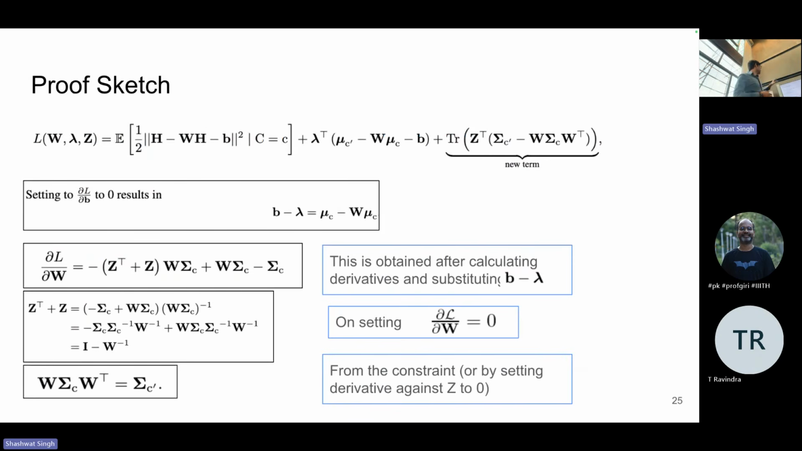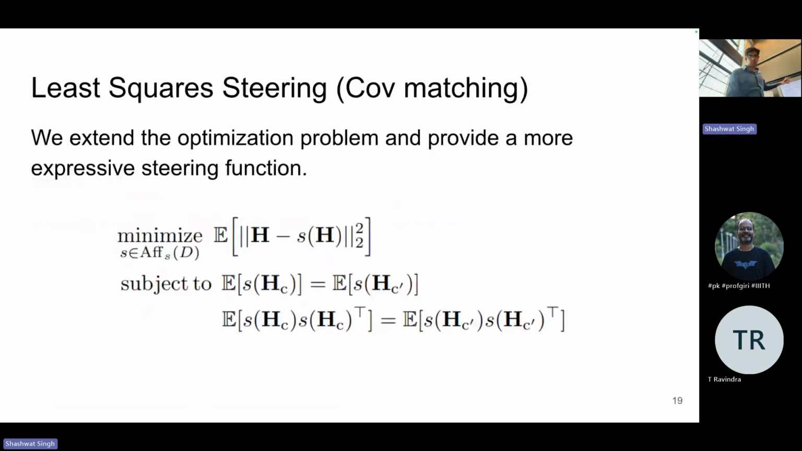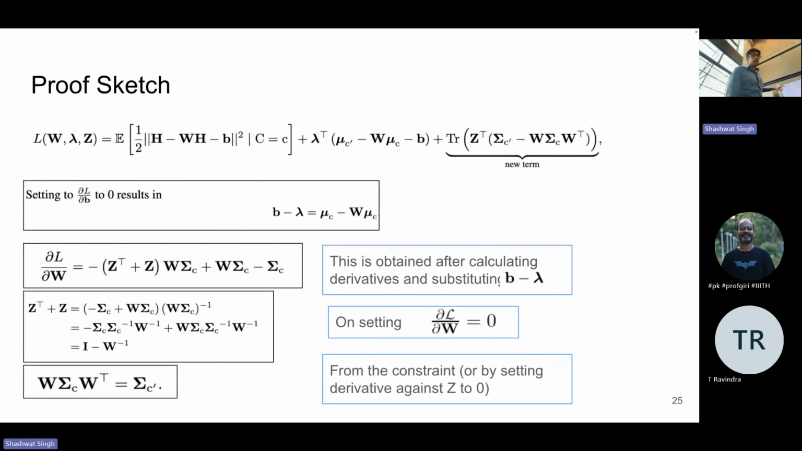Similar proof, except I borrowed some things from the previous proof directly. Essentially, setting B to 0 will lead to that. Here you will notice that there are no B or lambda terms because we had that previously. I just put that in here. If you want me to go back to that, I'll just show you. No, that's fine. Yeah. And the Z term is for the new constraint. And the subtle thing this gives us is that the final transformation must be symmetric.